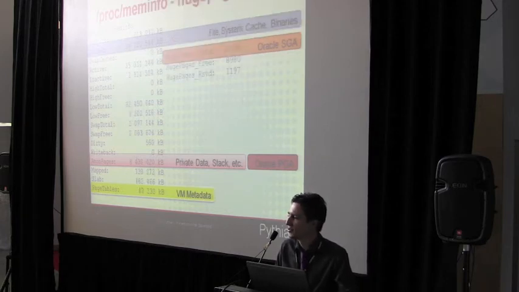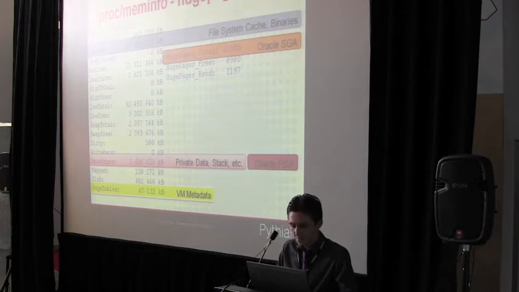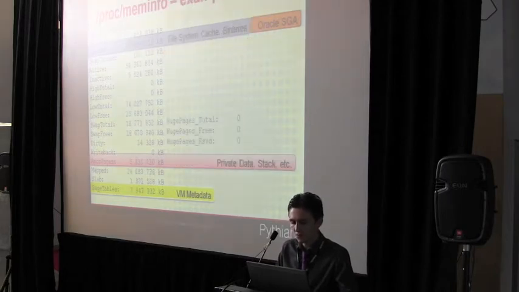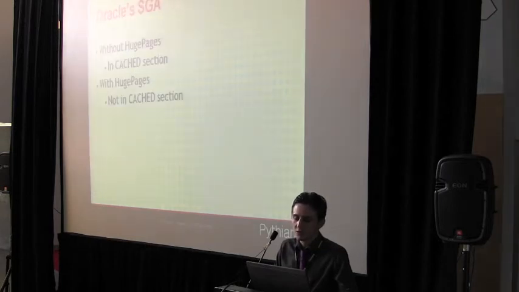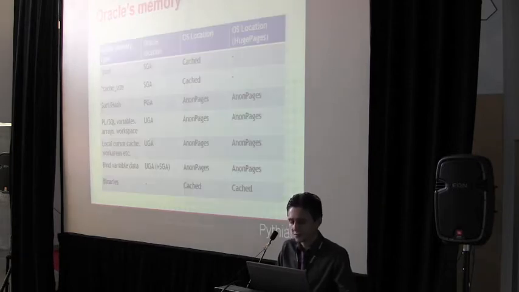Now if you use huge pages, this is the same system with huge pages. The 28 gigabyte, 27 gigabyte SGA now is no longer accounted in cached, and it's accounted in a different section. And I'll come back to this. So it's very important to define this and to understand it. So Oracle SGA is in the cache section without huge pages, and not in the cache section with huge pages.